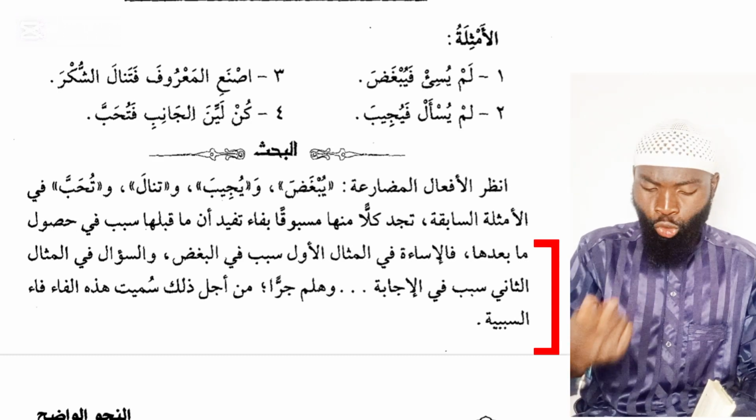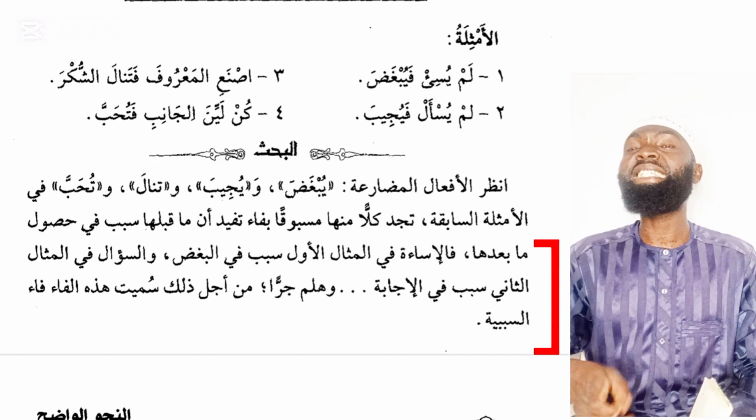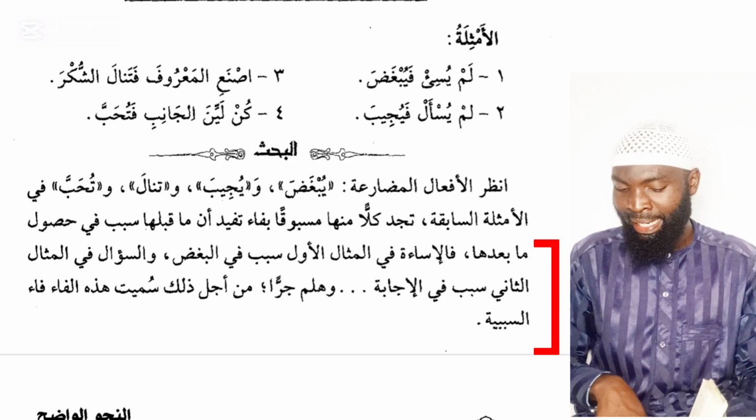فالإساءة في المثال الأول, looking at the first example, you see al-isa'a, which is wrongdoing. In the first example, sababun fil bogodi is the reason for the hatred. So al-isa, which is fayobogod, it is hated because of the wrongdoing. وَالسُّؤَالُ فِي الْمِثَالِ الثَّانِي. In the second example, the question sababun fil ijaba is the consequence of the answer, is the reason why the answer comes. وَهَلُمَّ جَرٌّ and etc.